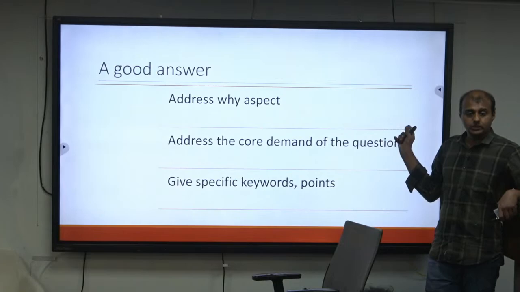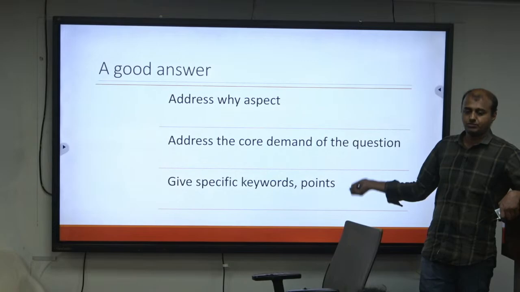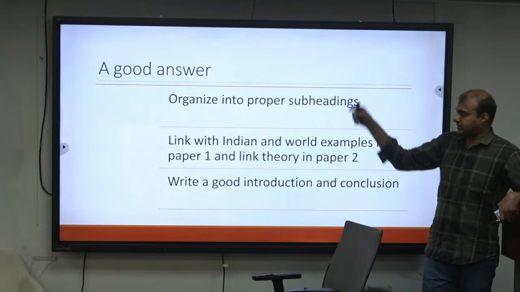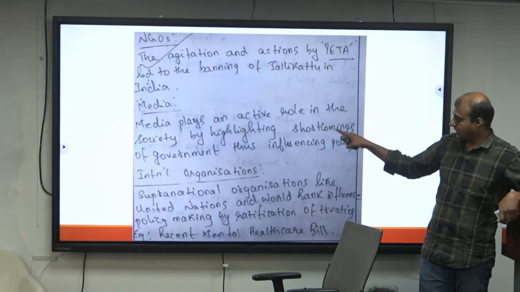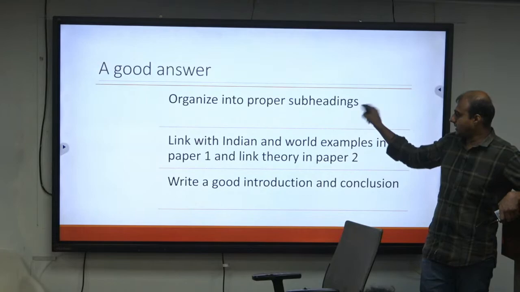That you have to write. Obviously, keywords you have to use, and examples you have to use. Subheadings: what are the various actors? Look at it here, this is the kind of various actors he has mentioned. Pressure group is a subheading, judiciary, civil society, NGO, media, international organizations. So they have made subheadings and tried to address it. That's what they call proper subheadings.